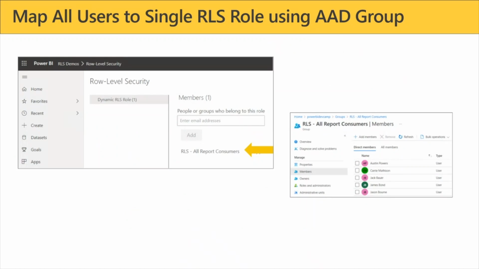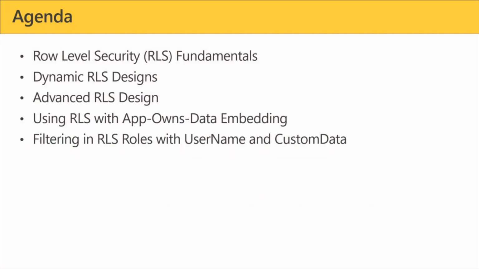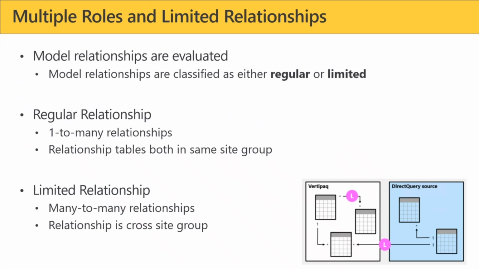Okay. So now the next thing we're going to look at is a couple of advanced RLS design issues. First thing to understand is that there are certain types of relationships that don't work as well with RLS. So from a data modeling perspective, a relationship is created between two different tables. And relationships are classified as regular or limited. So everything that we've been dealing with so far is a regular relationship, one-to-many or many-to-one. And the idea is that both tables are in the same site group. Okay, site group, that's a new term. What the heck do you mean by site group?